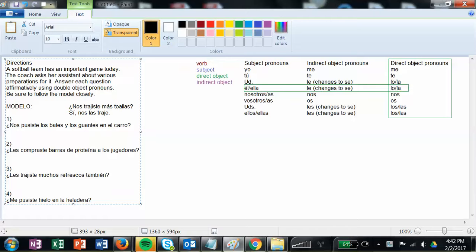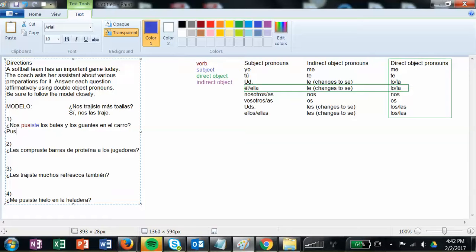So we're going to do the same thing again. It says, "Nos pusiste los bates y los guantes en el carro." Okay, so you identify your verb, pusiste, okay? And the subject, if it's iste, is you. So it's saying, did you put, okay? So when you answer, that's going to be important this time because if it's saying, did you put, you're going to have to answer back with I put. So I put would be puse. Okay, so it's asking, did you put the bats and gloves in the car for us?